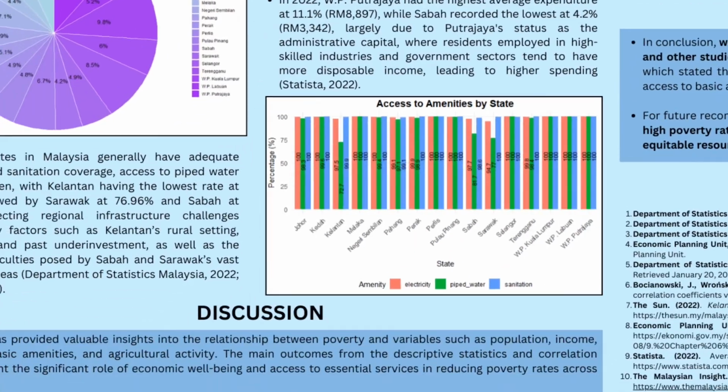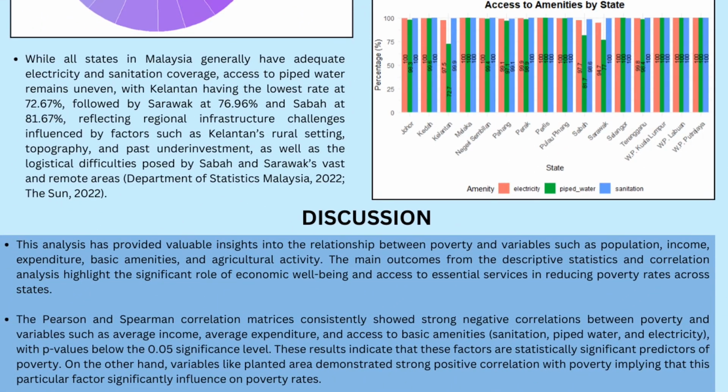The analysis for this case study has provided valuable insights regarding the relationship between the poverty rate and variables such as population, income, expenditure, basic amenities, and agricultural activity. The main outcomes from the descriptive statistics and correlation analysis have highlighted the significant role of economic well-being and access to essential services in reducing poverty rates across the states in 2022.